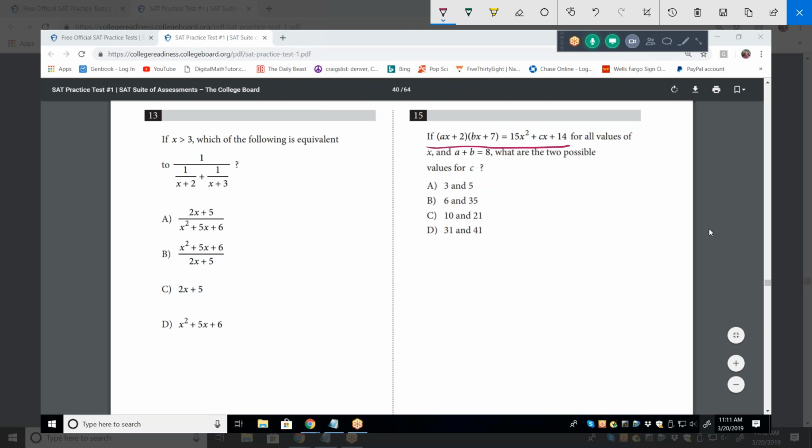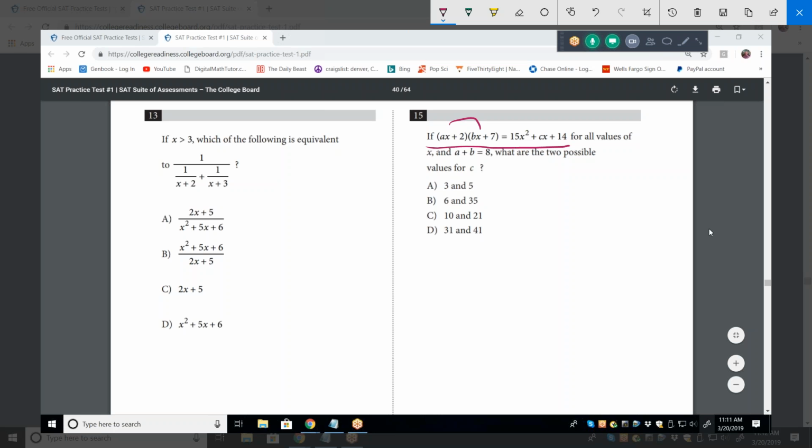Okay, yeah. I'm not too familiar with that. Well, when I say FOIL, I don't really like the term FOIL because it doesn't work with trinomials, but it works fine with binomials. Basically it means multiply every term by every term. So what do you get?